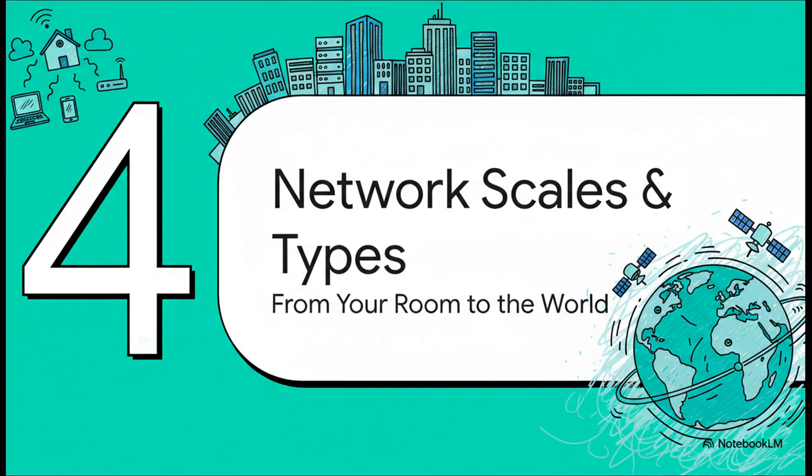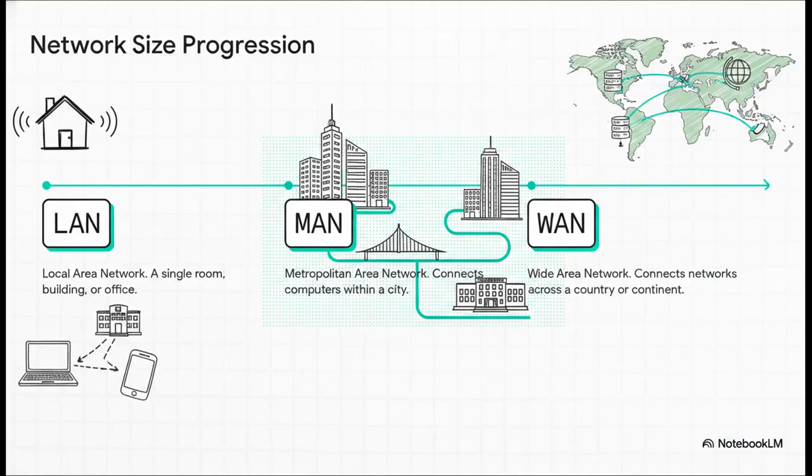Well, the scale of a network is one of its most important features, and that's what we're going to dive into next. It all starts small, with a LAN, a local area network. That's your home Wi-Fi or your office network. Now, if you link a bunch of those LANs together across a city, you get a MAN, a metropolitan area network. And when you connect those networks across countries and continents, that's when you get a WAN, a wide area network. The internet itself is just the biggest WAN in the world.